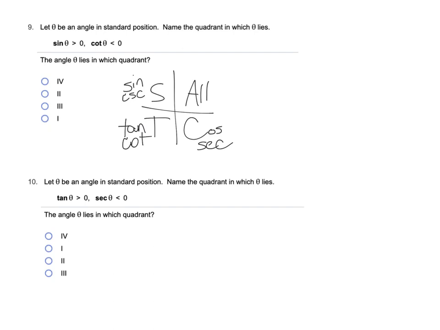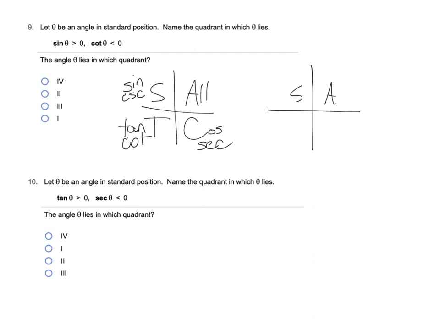So for number 9, the question says, let theta be an angle in standard position. We don't know what the angle is, but they want to see if we can figure out which quadrant it lies in. And they give us 2 bits of information. First, they tell us that the sine is greater than 0, and then the cotangent is less than 0. So the way we work it is we're going to use this chart.